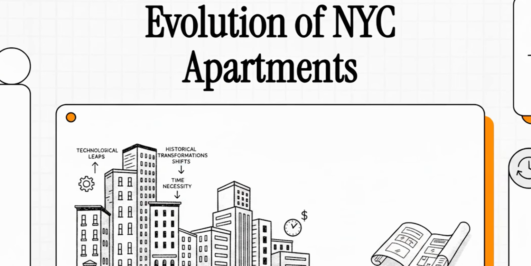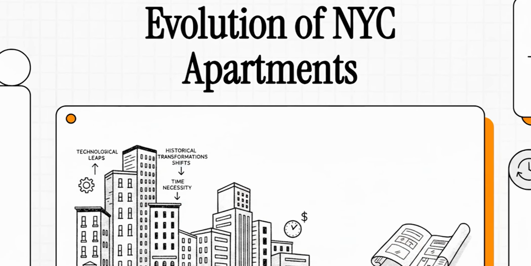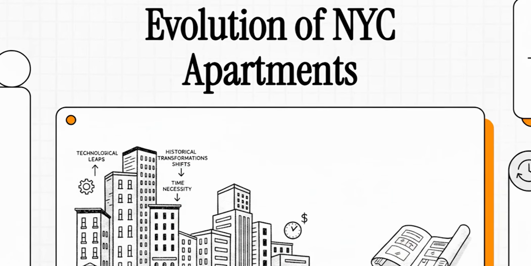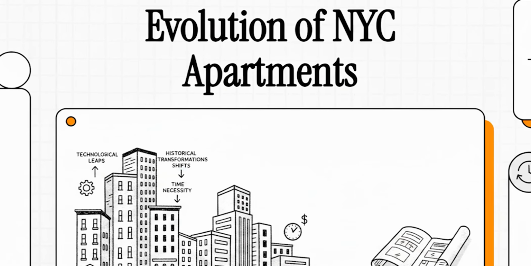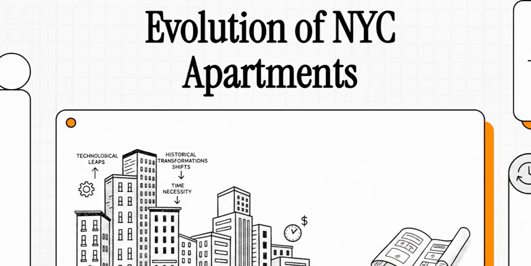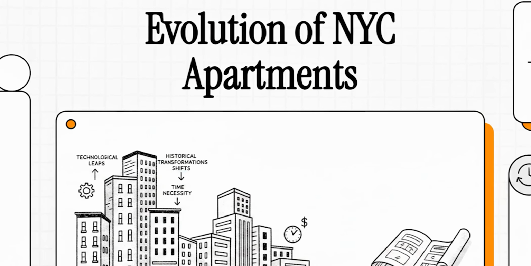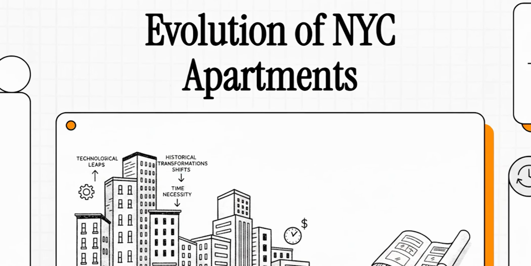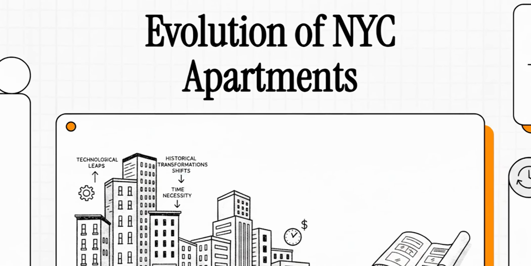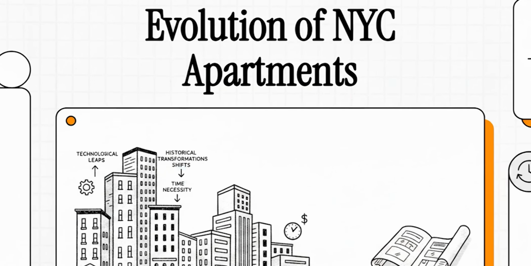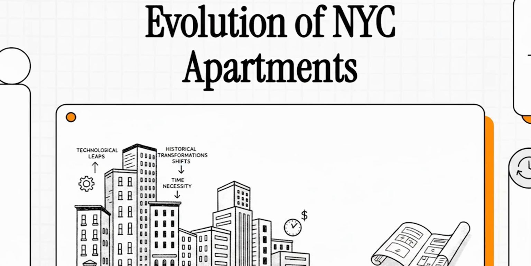Welcome to This Explainer. Look, we interact with the spaces we live in every single day, right? But we rarely stop to actually decode them. Today, we're going to explore how dramatic socioeconomic shifts, technological leaps, and sometimes just sheer necessity literally shape the architecture of New York City apartments. By looking at these specific floor plans and historical transformations, we can actually read the history of the city itself.